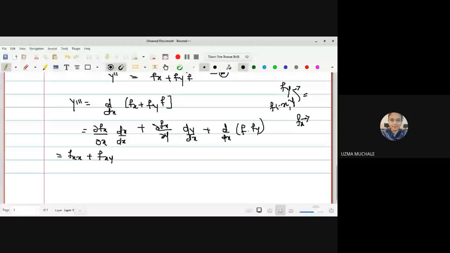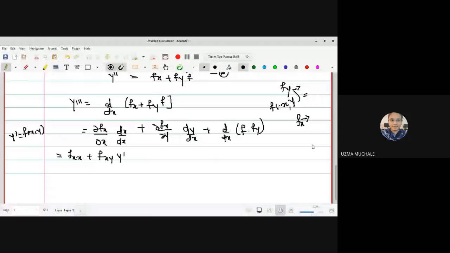Okay, this derivative of fx with respect to x, I can write as fxx, and the derivative of fx with respect to y as fxy, and this I can write as y dash, which is nothing but your function f of x, y. Plus, let me evaluate the derivative of this one.